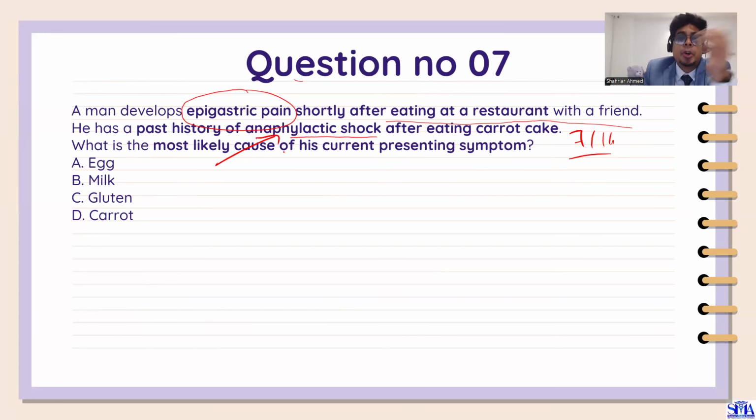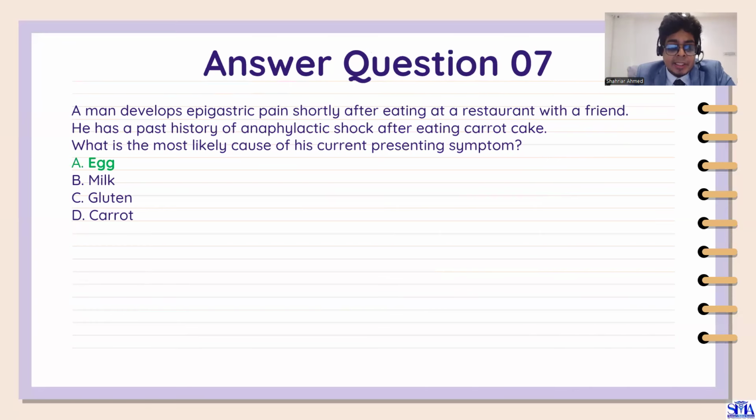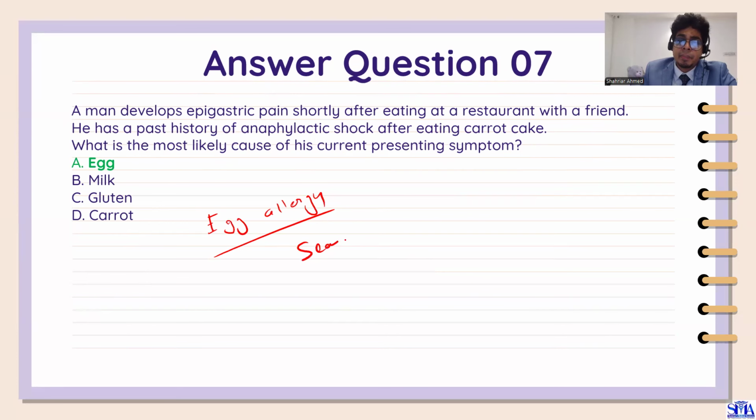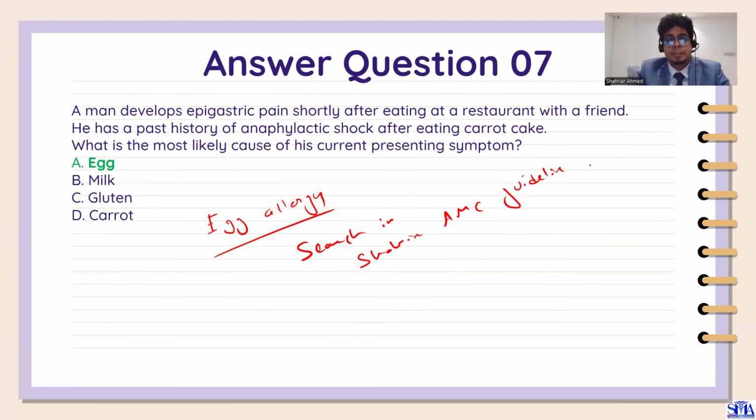So here's a history of anaphylactic shock or something like that. My question is, gluten can react, but is it possible that gluten can react that much? You understand my point? So not really. Instead, egg allergy. Understand one thing, regarding egg allergy, you will find a lot of articles in AMC. So with the egg allergy, I request you guys to search in our group, Sharier's AMC guideline. Very, very important.